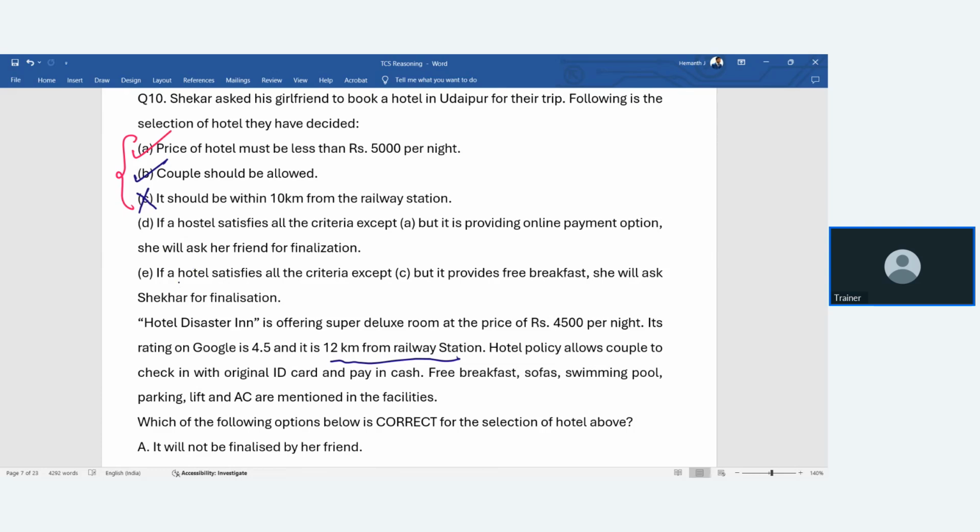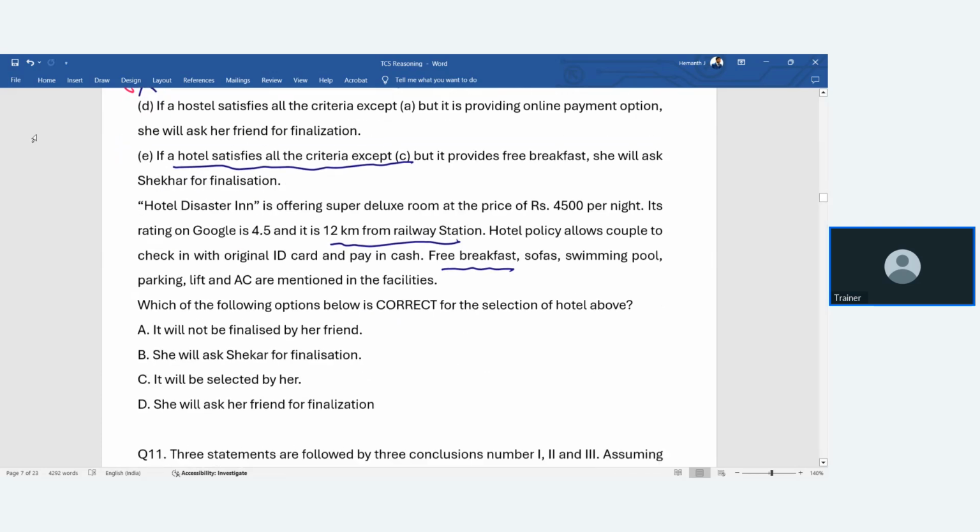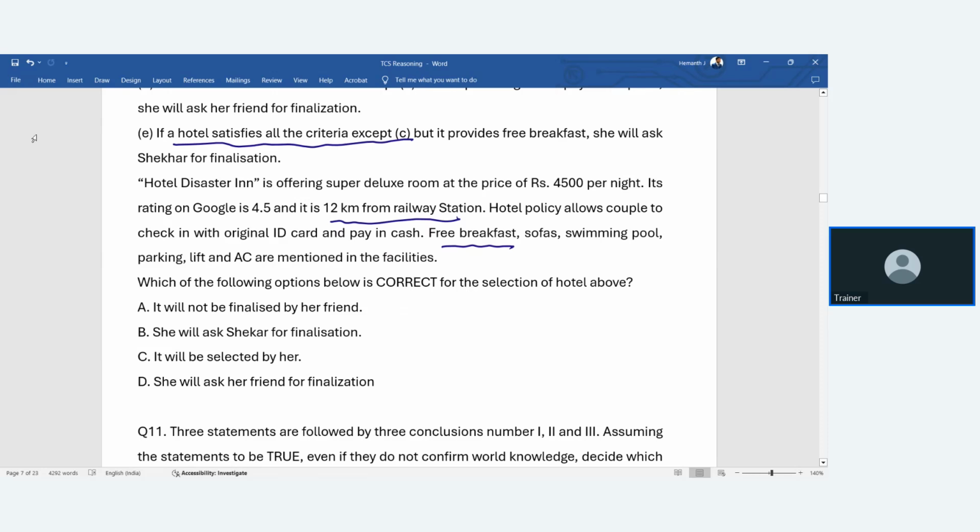If condition C is not satisfied, then if it provides free breakfast, she will ask Shaker for finalization. Free breakfast is provided. So to decide, I need to take the permission of Shaker. So she'll ask Shaker for finalization. Option B is the answer.